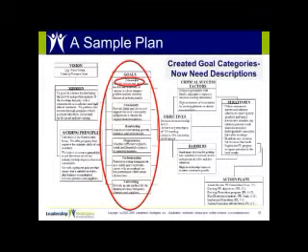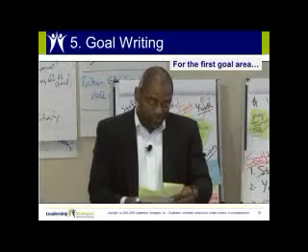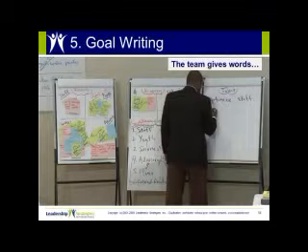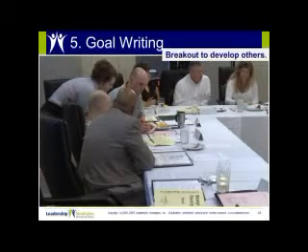But notice, all they really have are the goal categories. What's needed are the descriptions, the words that describe. So how do we get the words? Well, we take the Post-its. Pulling the Post-its off the wall, we go through the Post-its for the first goal area. The team, the entire group, gives the words for describing those particular Post-its. And so we have our first goal done.